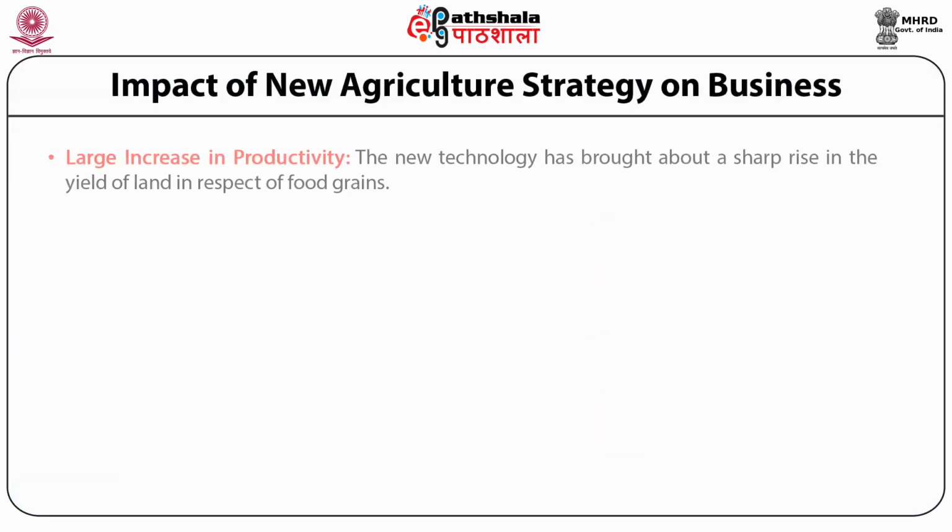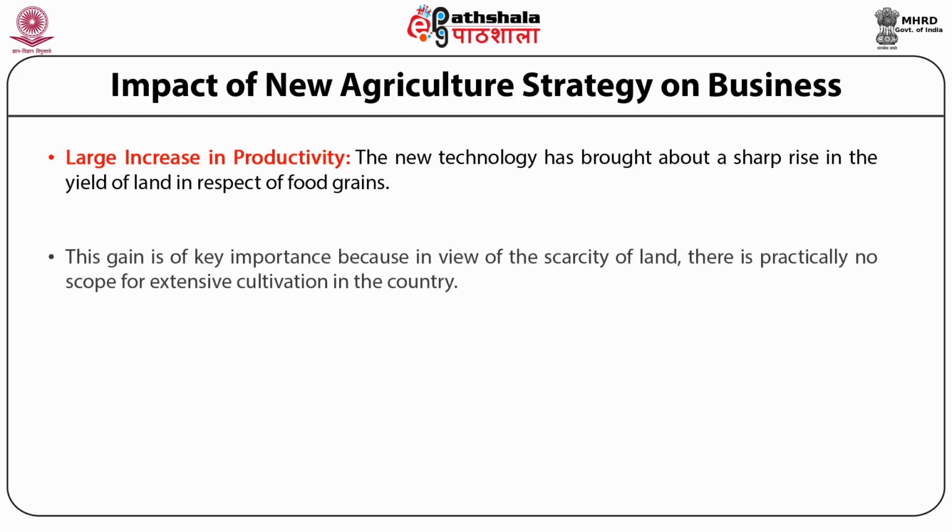Now this is done by scientific management of water too, as the new technology requires adequate and right doses of water and the different timings which are required for giving that water. It has also increased the sale of new equipments. Large increase in productivity. The new technology has brought about a sharp rise in the yield of land in respect of food grains. This gain is of key importance because in view of the scarcity of land, there is practically no scope for the extensive cultivation in the country.